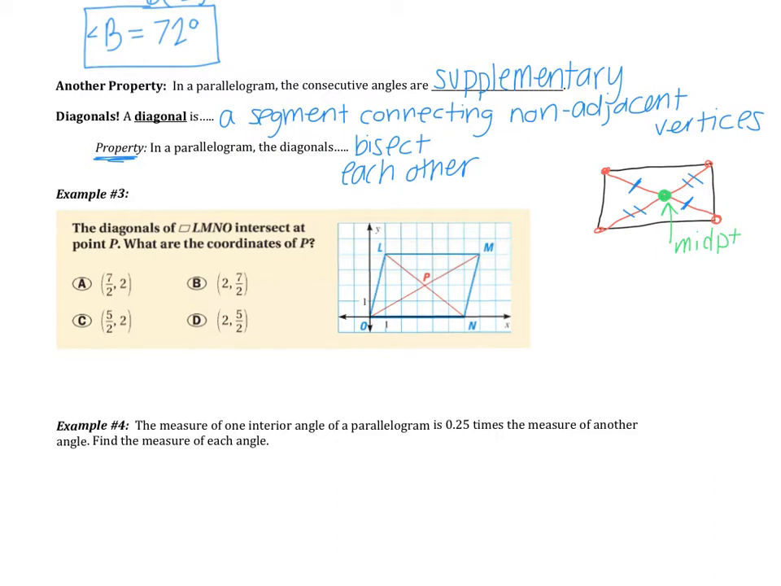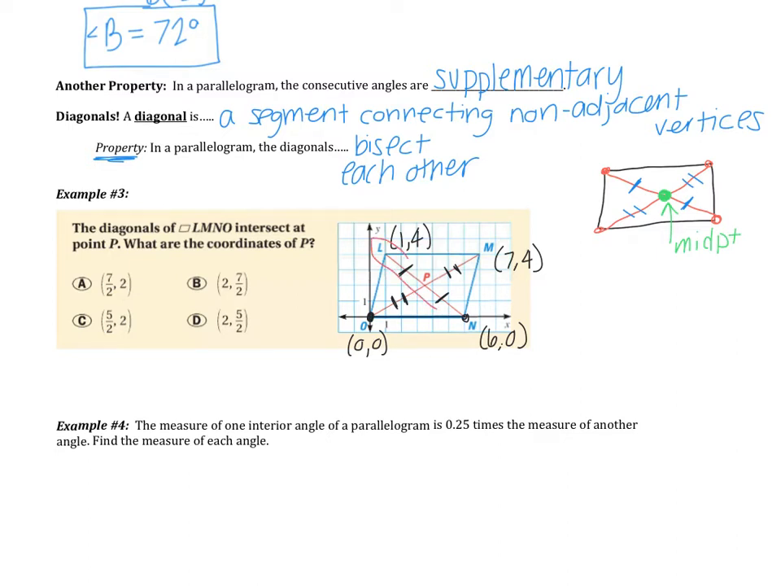I can choose now which values I want to use. Well, this point here, O, is (0, 0). N is the point (6, 0). M is (7, 4). And L is (1, 4). Because they're diagonals, we know this is congruent to this, and these two segments are congruent as well. So I can find the midpoint of either of those lines. It won't matter. So how about I just do LN?